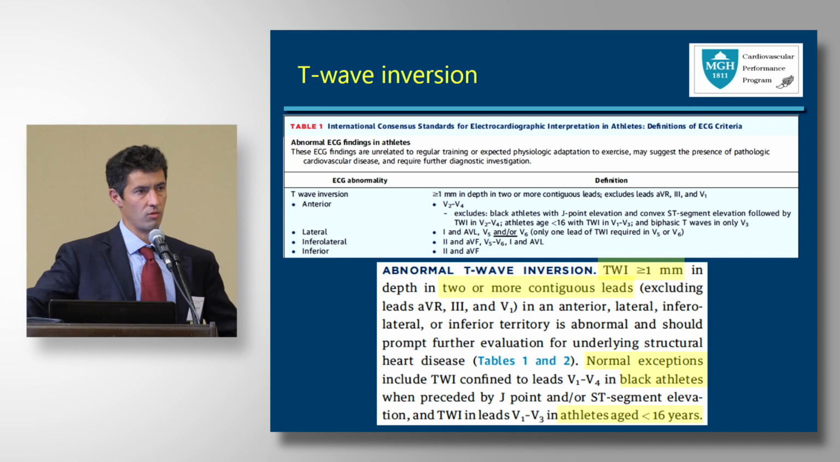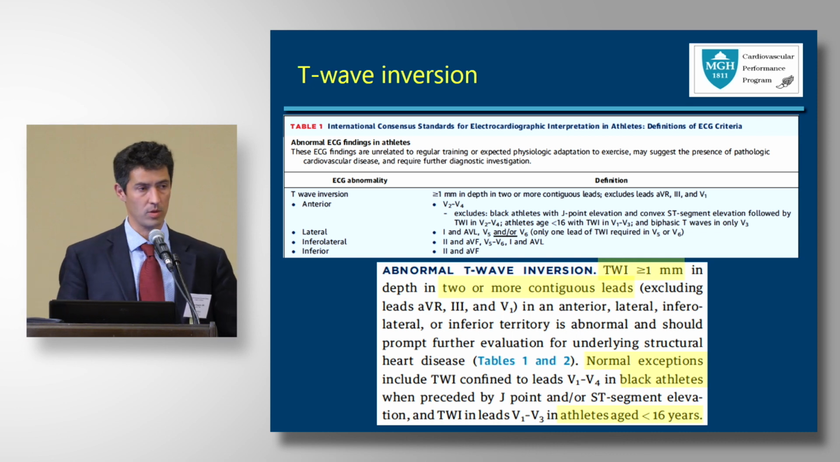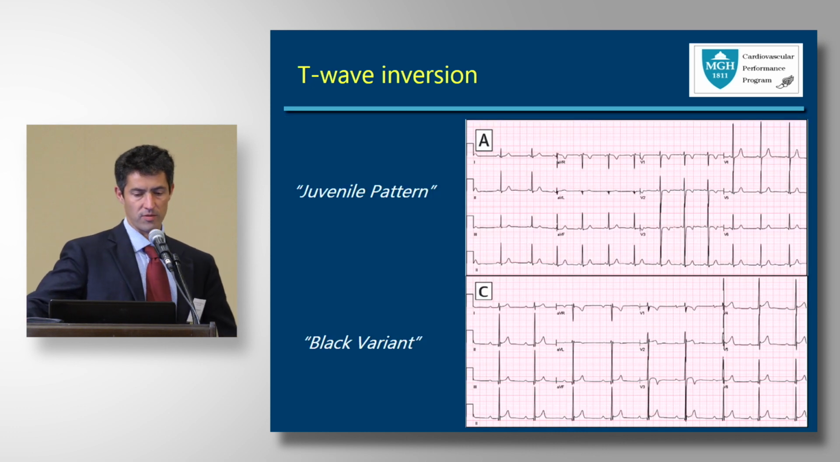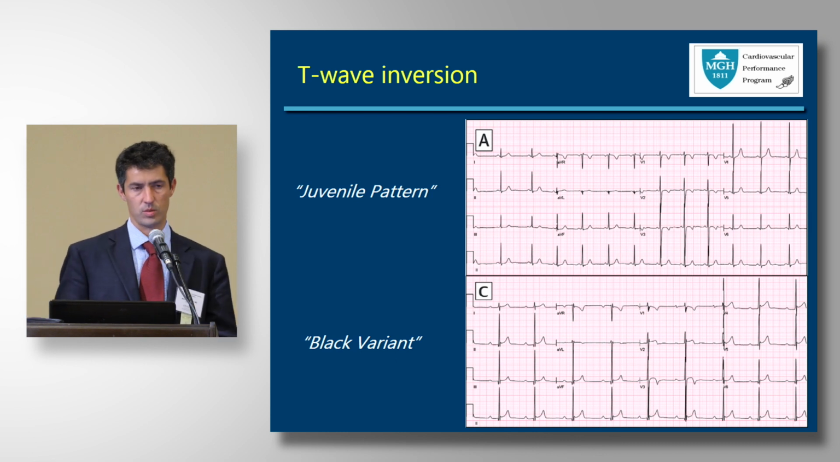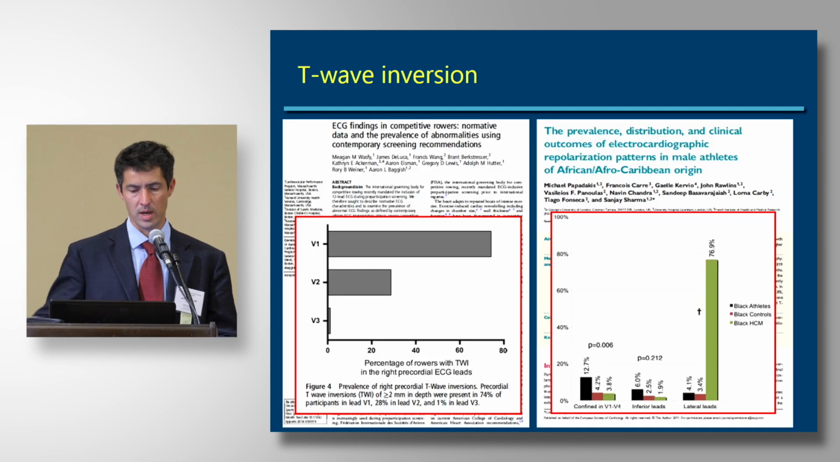And then again, there are references to these normal variants, which include those in black athletes and in younger people with anterior precordial T-wave inversions. Here are examples from the paper of the so-called juvenile pattern and the black pattern, and I just want to say a few words about these, which kind of move above and beyond what's in the document, but are a little bit more of a personal perspective around this.